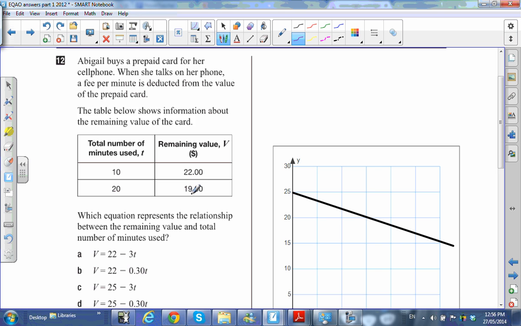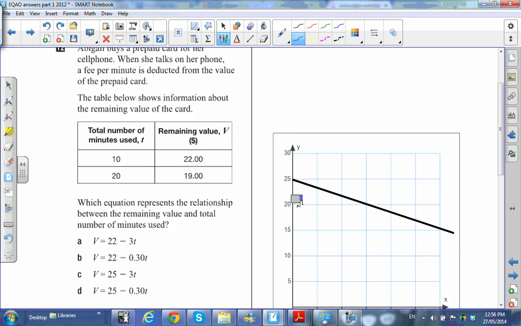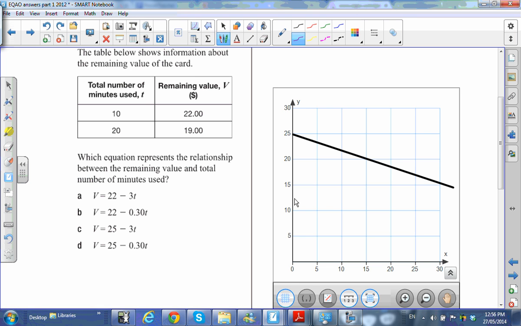Okay, so what I chose to do, I just stuck in a quick little graph here. I did this yesterday again, but the audio was really poor, so I just plotted these really quickly yesterday. I just went 10, 22 was roughly here, and 20, 19 I put roughly here. Drew in my line, and the other thing you could do is work backwards to find what the y-intercept would be.